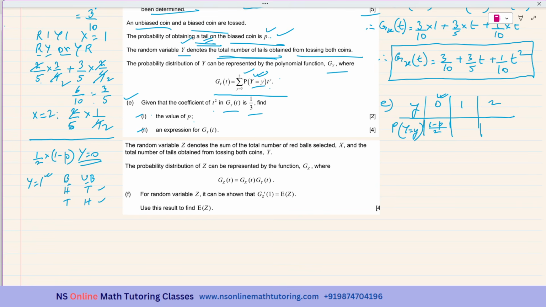So for the biased coin having a head is 1 minus p, and unbiased coin is having the tail, so it is half, plus, the other case: biased coin is having the tail, so it is p, and unbiased coin is having head, so it is half. If we expand this, we get half minus p over 2 plus p over 2. These two get cancelled and you have the probability of half.